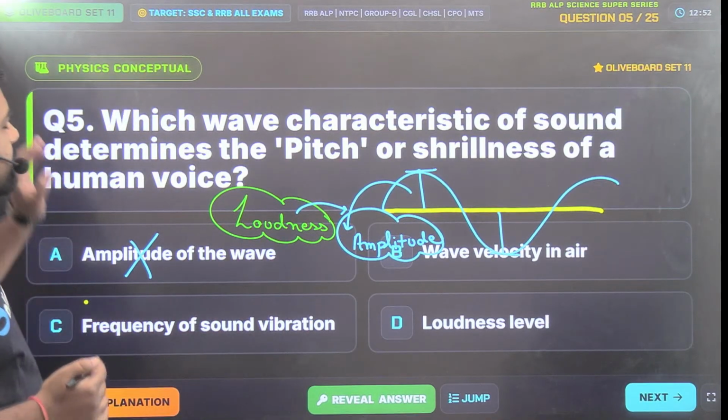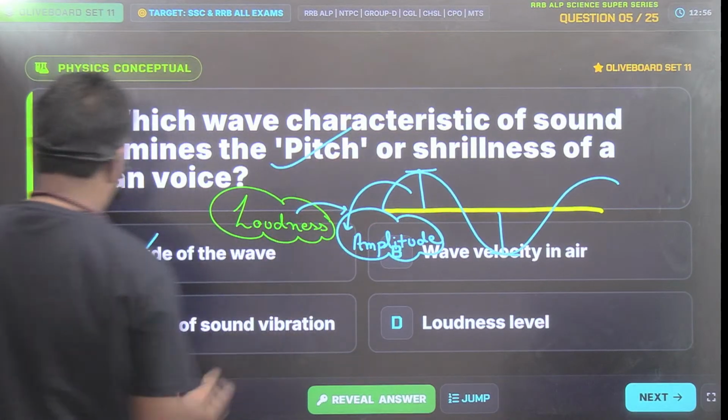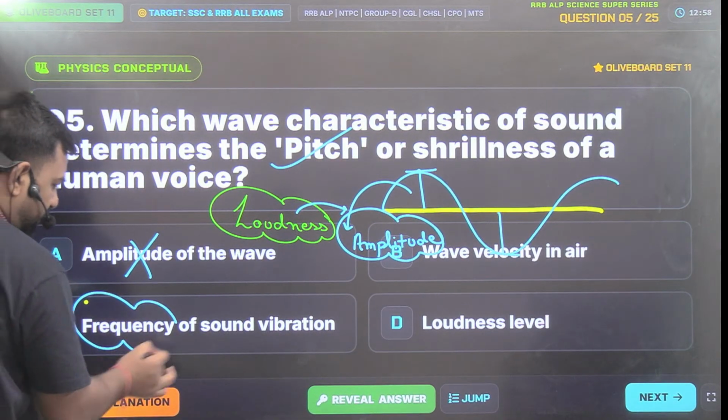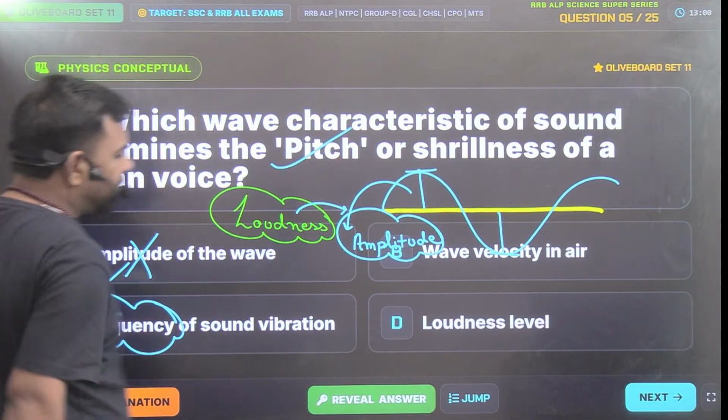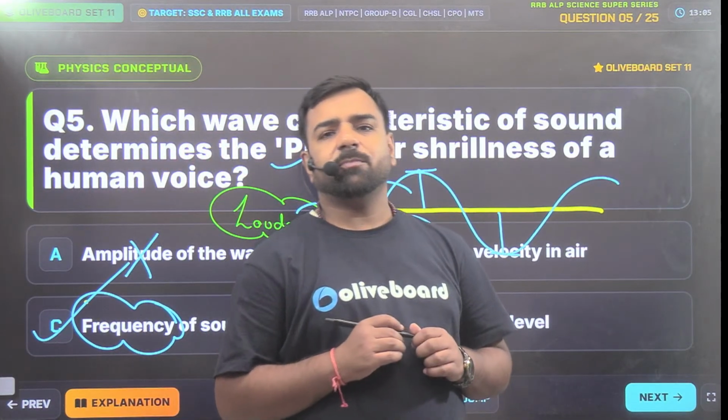Okay. So which wave characteristics of the sound determines the pitch or shrillness of the human voice? This will be linked with the frequency. I'll go with frequency here. Fine. Acha, one more thing. Is there any other example for the pitch?